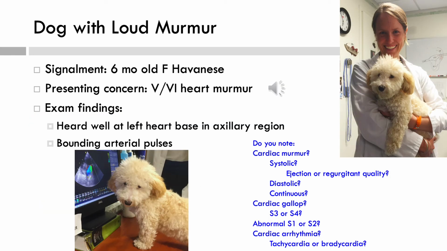Our next case is from a 6-month-old female Havanese that has a very loud heart murmur, heard well at the left heart base in the axillary region. Dog also has bounding arterial pulses.